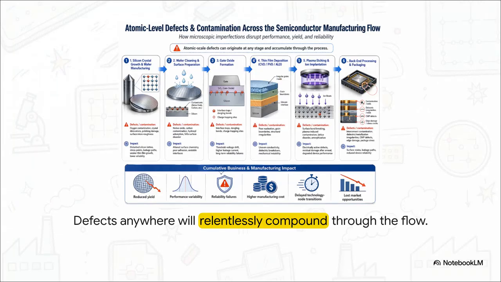You see, atomic scale defects don't just pop up at one isolated stage. They can originate anywhere, and the real issue is that they relentlessly compound through your entire fabrication flow. From the initial silicon crystal growth all the way down to packaging, there are warning signs. At literally every single step, material interactions, process conditions, or even ambient contamination can introduce structural irregularities. And the kicker? These defects don't just wash away in the next step. They physically build on top of each other, constantly magnifying the disruption to device performance and your final yield.